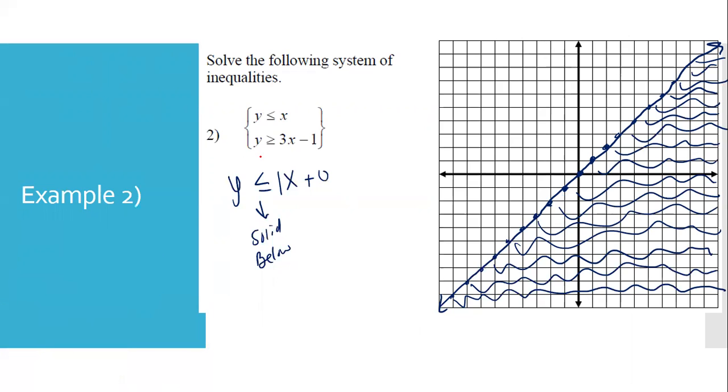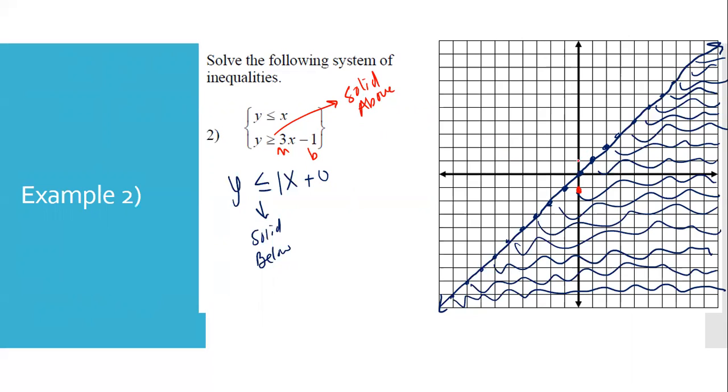So now we're going to do the second equation. So the second equation, I know that based on this, greater than or equal to, what kind of line? And what kind of shading? There we go. Okay, my slope is 3 and my starting is -1. Do we see that? So I'm going to go to -1.